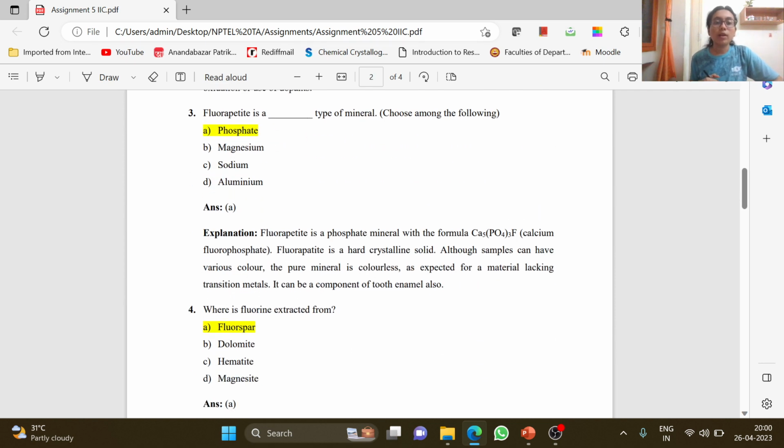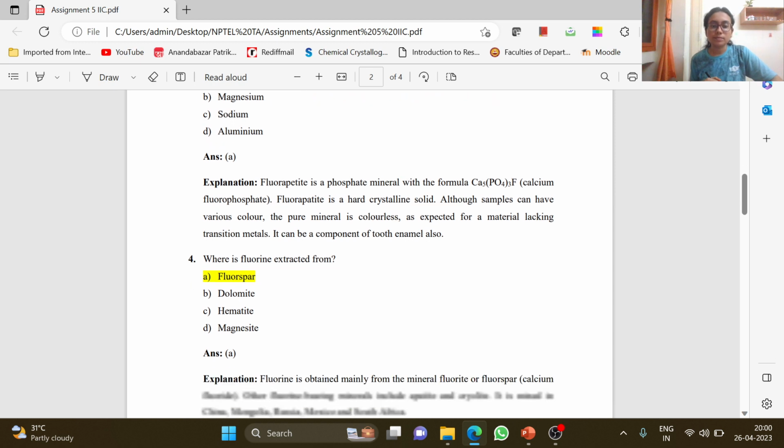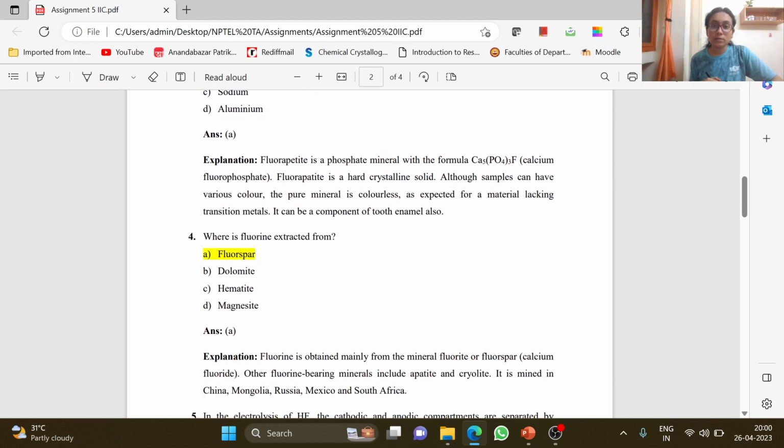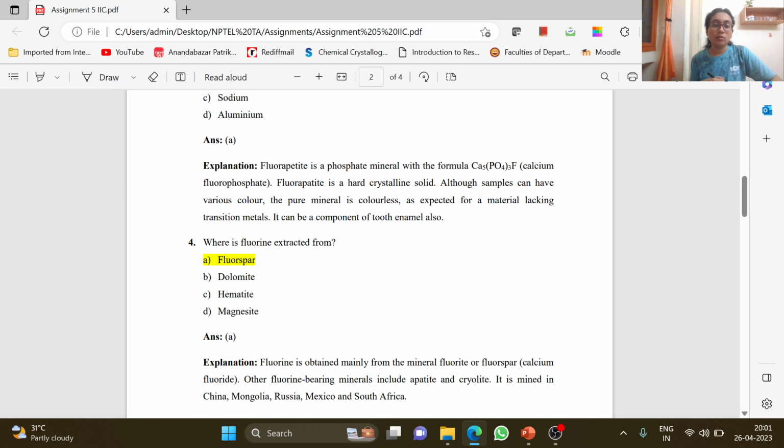Then moving to the next question, fluorapatite. Fluorapatite is basically a phosphate material with the formula Ca5(PO4)3F, and it is a hard crystalline solid. Although it occurs in several colors, the pure form is colorless, because it does not contain any transition metal. It is an important material for tooth enamel. Since our teeth are made up of calcium and fluorine, tooth enamel can be replaced by this artificial material, calcium fluorophosphate.